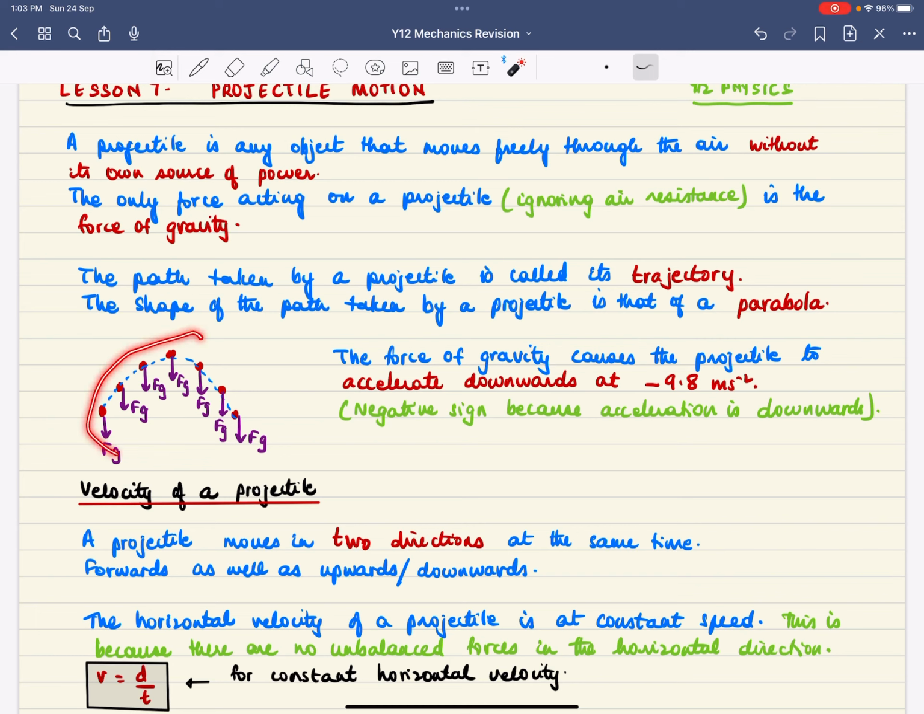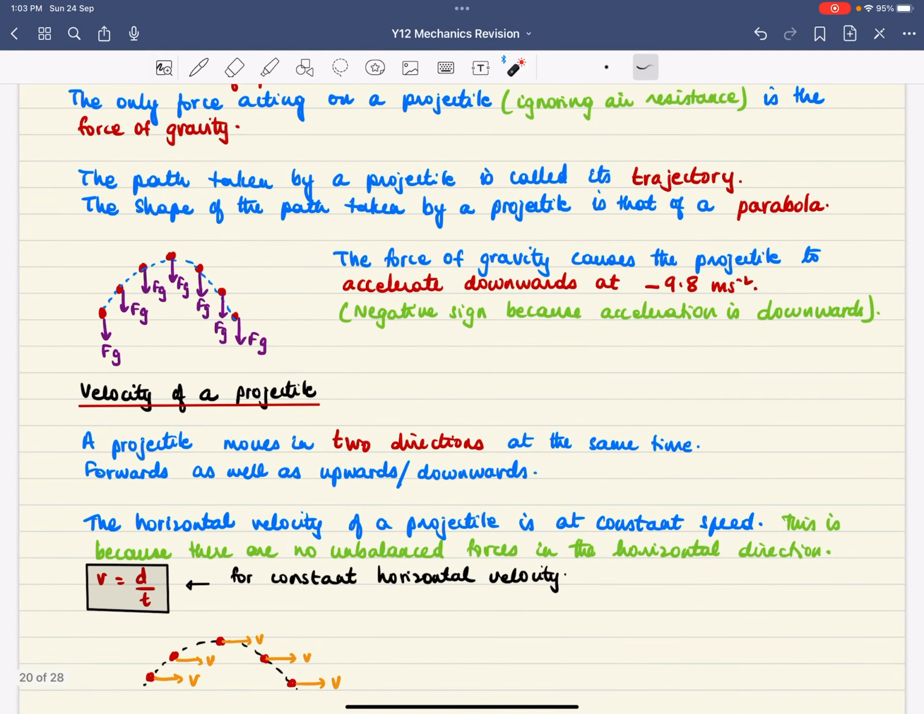So here's an example, and these red dots are various positions of a ball that's been thrown up into the air and falls down. No matter which part of its motion it is in, the force of gravity is always the same size and always acts vertically down.